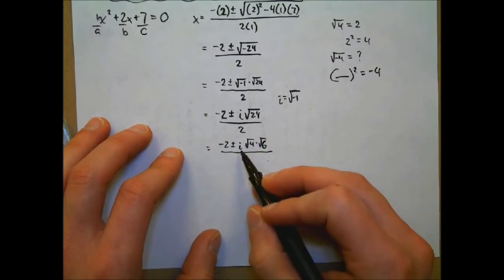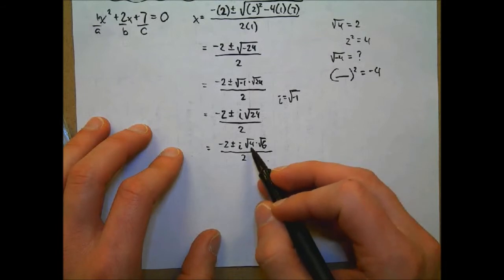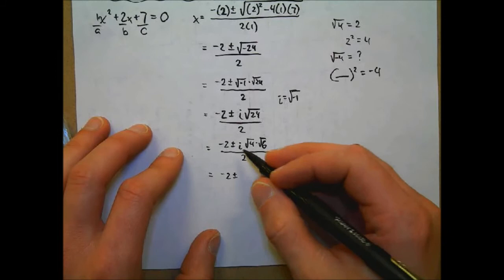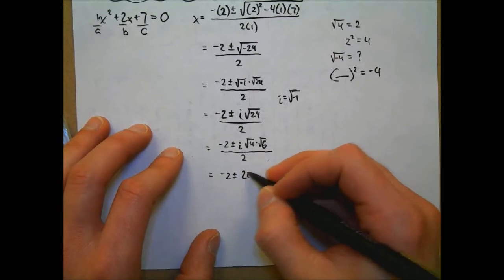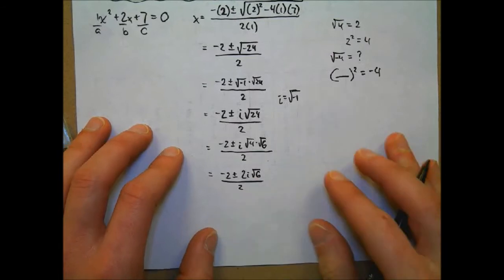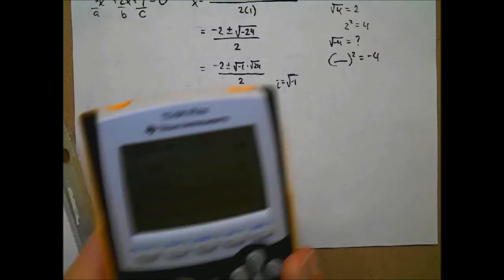Did I lose anybody on i? What do you do in your calculator again for the mode? Mode button, and then you're going to scroll down and change from real to a plus bi. All right, so we're going to now break this up into our two answers. Negative 2 plus 2i square root of 6 all over 2. Negative 2 minus 2i square root of 6 all over 2.